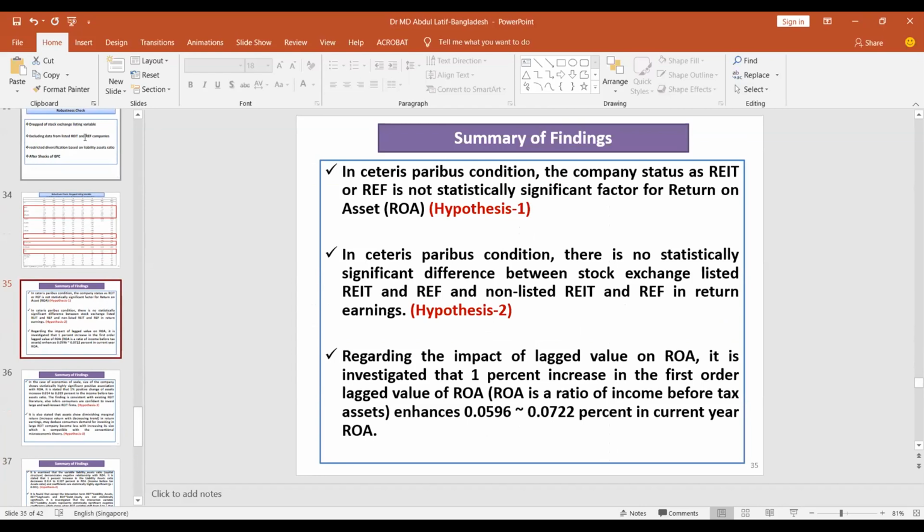In summary, the company status as REIT or REIF is not a statistically significant factor for return on assets. It proves my hypothesis 1. To prove the second hypothesis, there is no statistically significant difference between stock exchange listed REIT and REIF versus non-listed REIT and REIF in return earnings. Regarding the impact of the lag value, the previous year's return on assets, a 1% increase in the first order lag value of return on assets enhances return earning by 0.05 to 0.07% in the current year's return on assets.